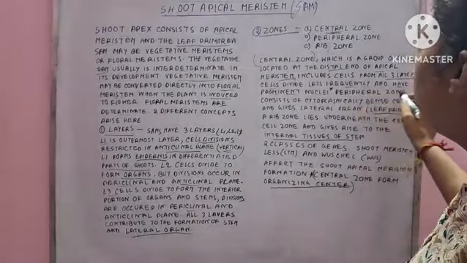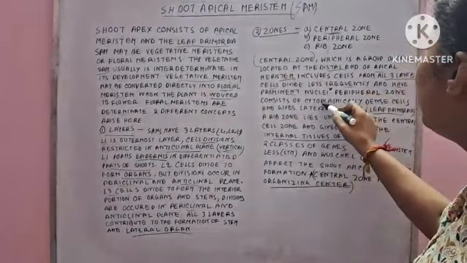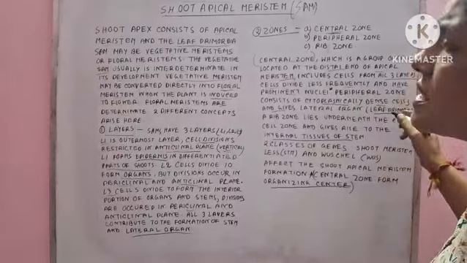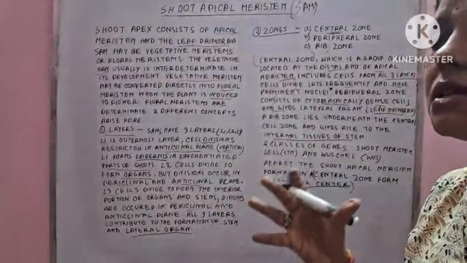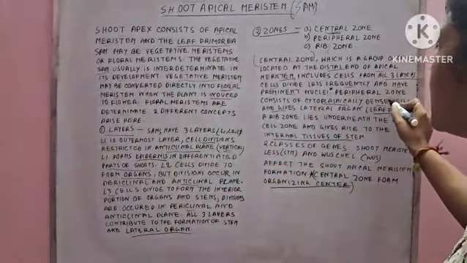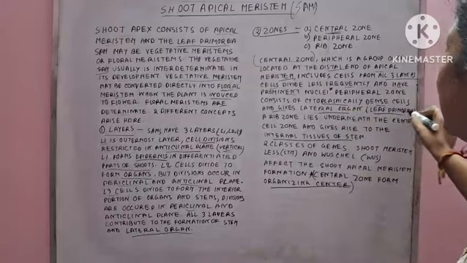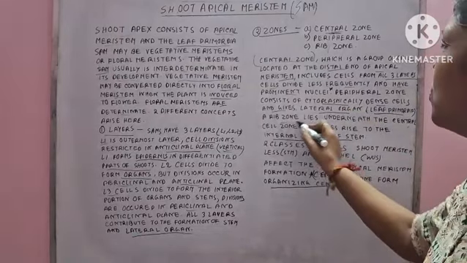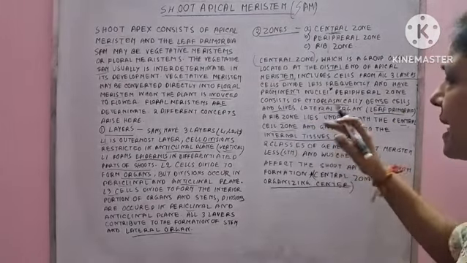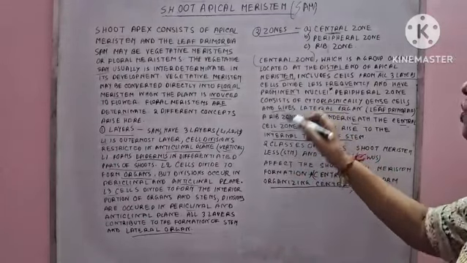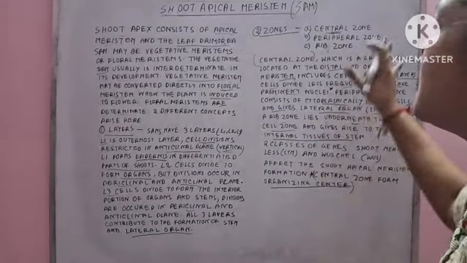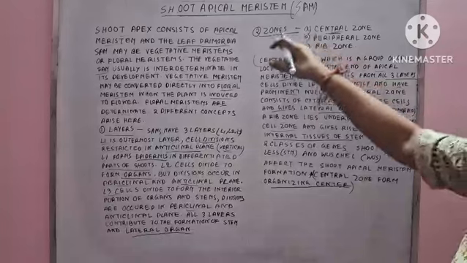The second one is the peripheral zone, which consists of cytoplasmically dense cells, many dense cells with proper cytoplasm, and the divisions of these cells produce the lateral organs or the leaf primordium. And the rib zone lies underneath the central zone, and the divisions of the cells in this rib zone produce the internal tissues of the stem. So this is the concept related to the zones.